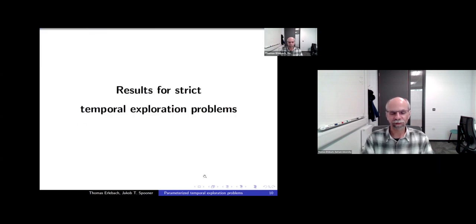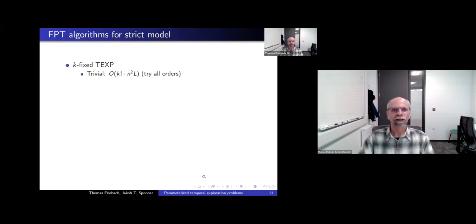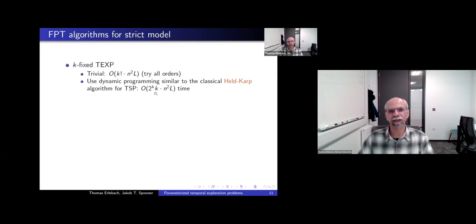So let's first talk about strict temporal exploration. K-fixed TEXP, so we want to visit k fixed vertices. A trivial algorithm would be to simply try all k factorial orders in which you might visit these k vertices, and for each of them, check whether you can visit them in this order by going as quickly as possible from the first to the second to the third vertex, and so on. We can do a little bit better than that by using a dynamic programming similar to the classical algorithm for the TSP problem. So we can get this k factorial factor down to 2 to the k times k.